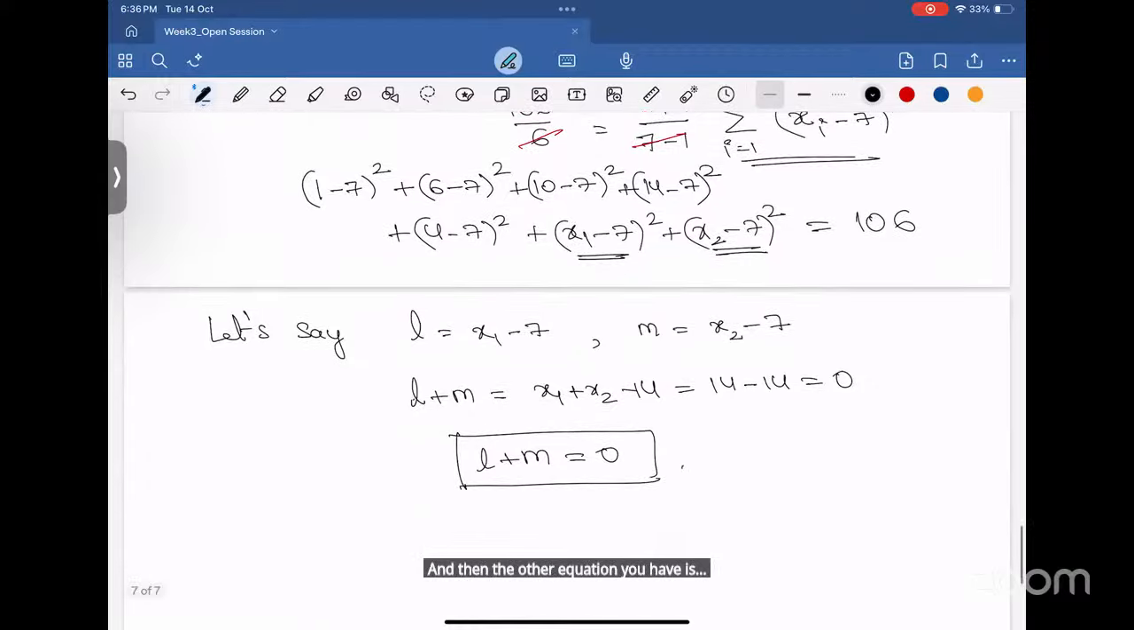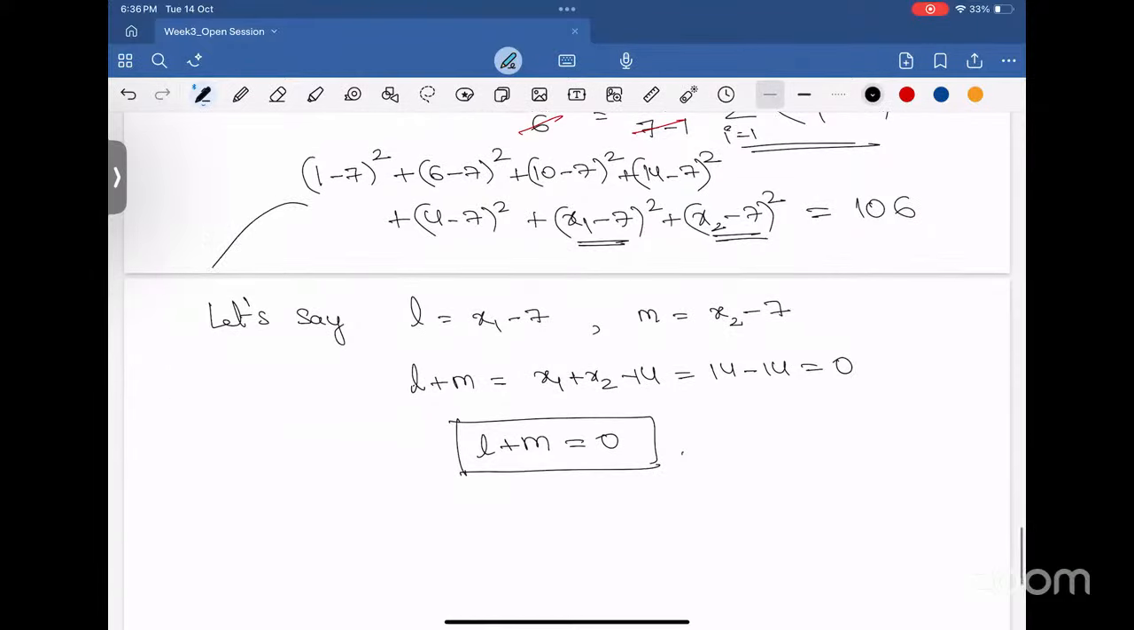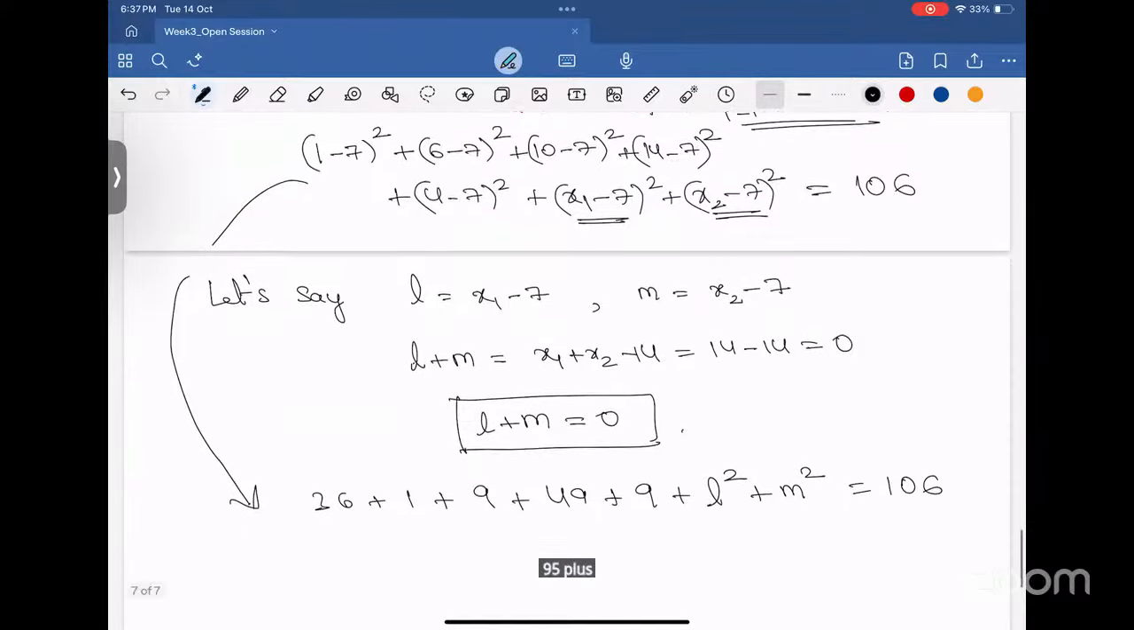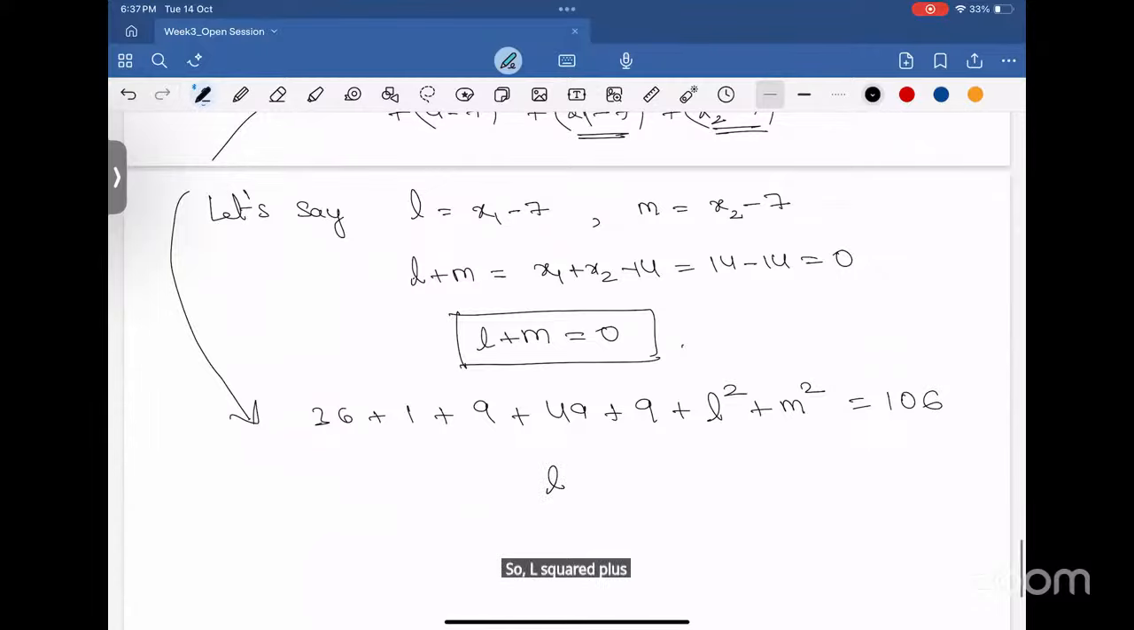And the other equation you have is this: 36 plus 1 plus 9 plus 49 plus 9 plus. Now x1 minus 7 is L, so this is simply L square plus M square equals 106. So we'll have 37, 46, 55, 95, 95 plus 9 is 104. So L square plus M square is 2.